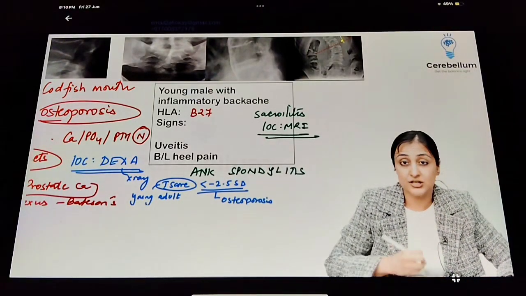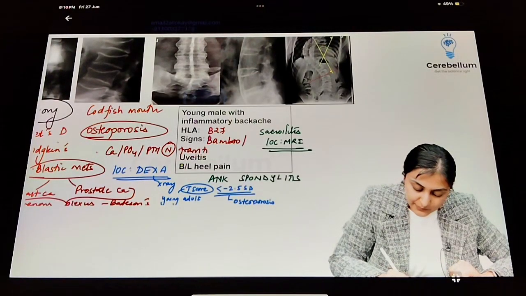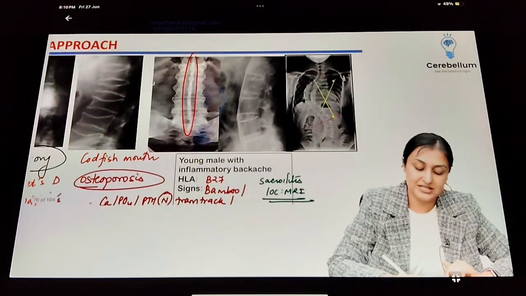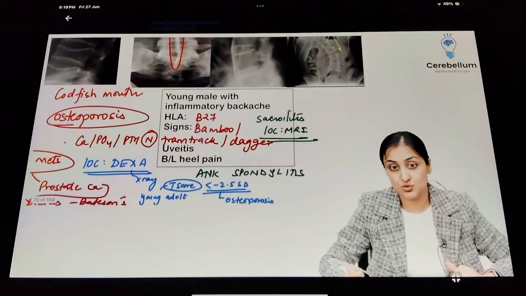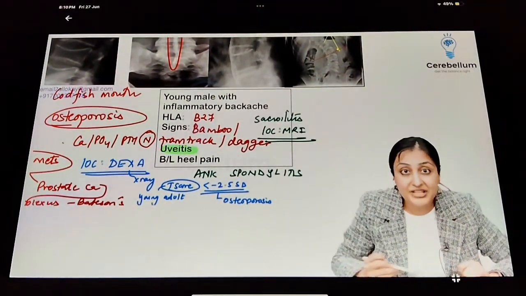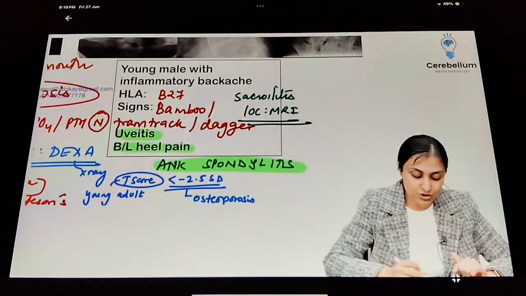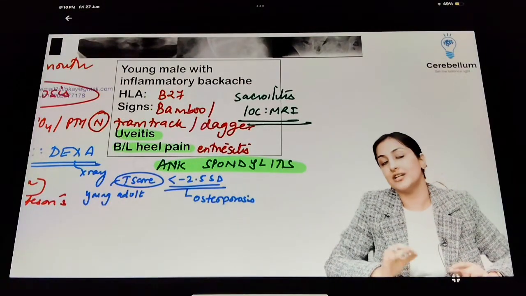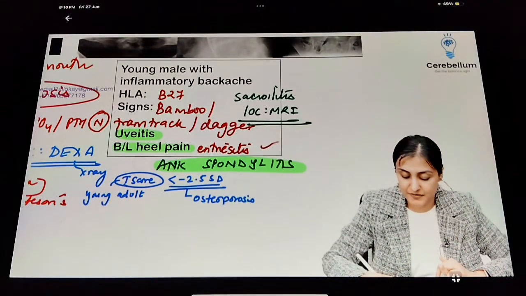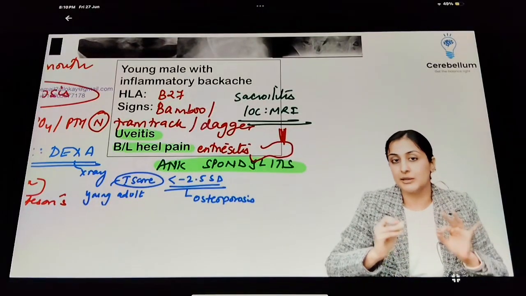HLA-B27, as you know, is associated. Various signs: fused like a bamboo, a tram track appearance. This interspinous ligament ossification is called a dagger sign. You can also be given a history of uveitis, red eyes, and bilateral heel pain. Bilateral heel pain is because of associated enthesitis. What is enthesitis? Wherever you have attachment of tendon and ligament, that site becomes inflamed. For example, at the calcaneum, where the Achilles tendon inserts, it becomes inflamed.